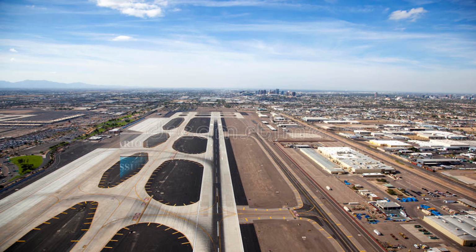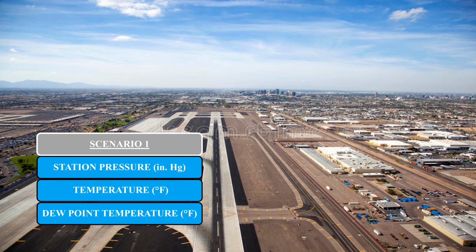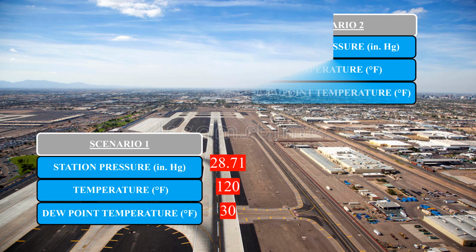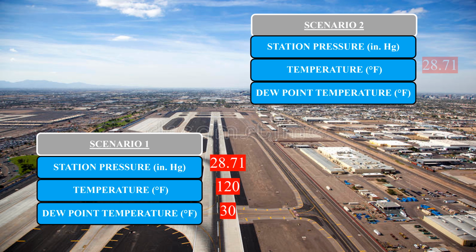Scenario 1. The airport station pressure in inches of mercury is 28.71. The temperature is 120 degrees Fahrenheit, and the dew point temperature is 30 degrees Fahrenheit. Scenario 2. The airport station pressure in inches of mercury is 28.71. The temperature is 60 degrees Fahrenheit, and the dew point temperature is 30 degrees Fahrenheit.